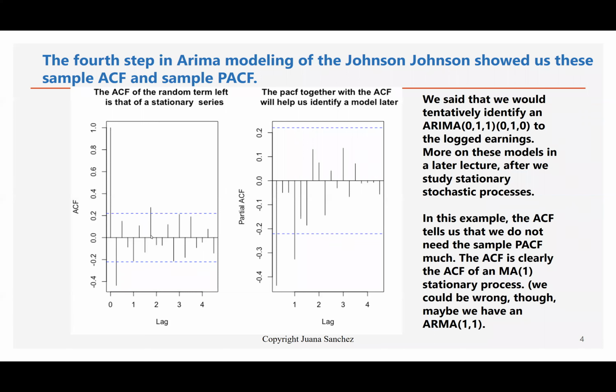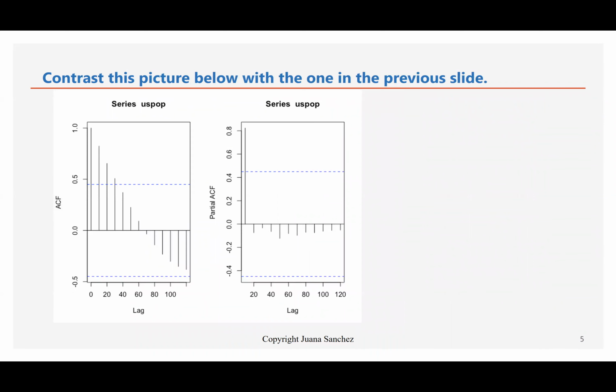But by looking at the ACF, I can tell that it's the ACF of a stationary process, not the typical ACF of a time series that has a trend. So contrast the previous picture with the one that we have here. This is the US population, decennial US population that comes with base R, one of the time series there. So notice the smoothness of this sample autocorrelation function.